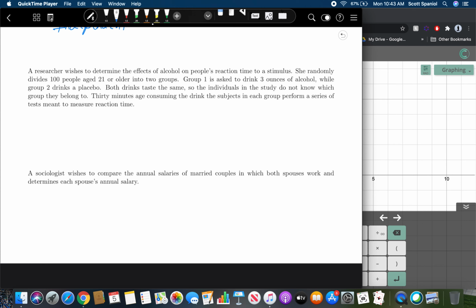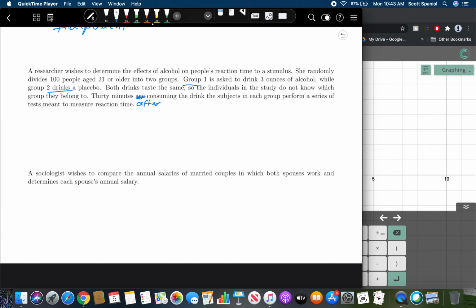Okay, so the first one: a researcher wishes to determine the effects of alcohol on people's reaction time to a stimulus. She randomly divides 100 people aged 21 or older into two groups. Group 1 is asked to drink 3 ounces of alcohol, while group 2 drinks a placebo. Both drinks taste the same, so the individuals in the study do not know which group they belong to. 30 minutes after consuming the drink, the individuals in each group perform a series of tests meant to measure reaction time.